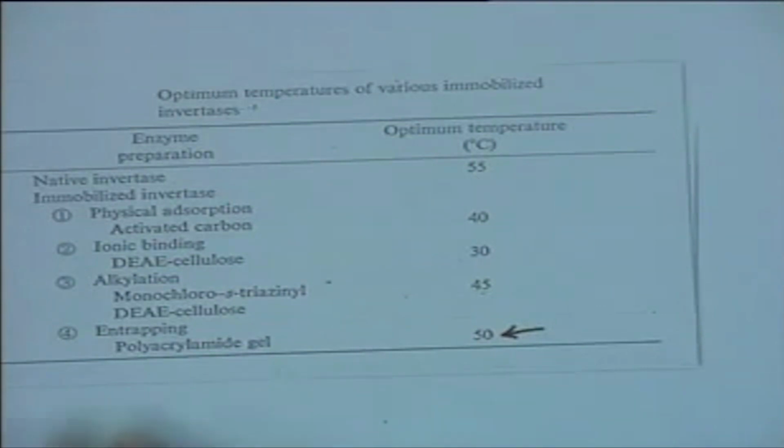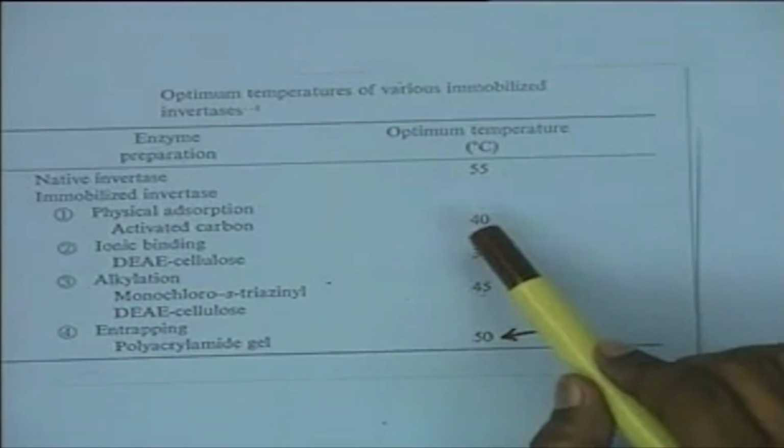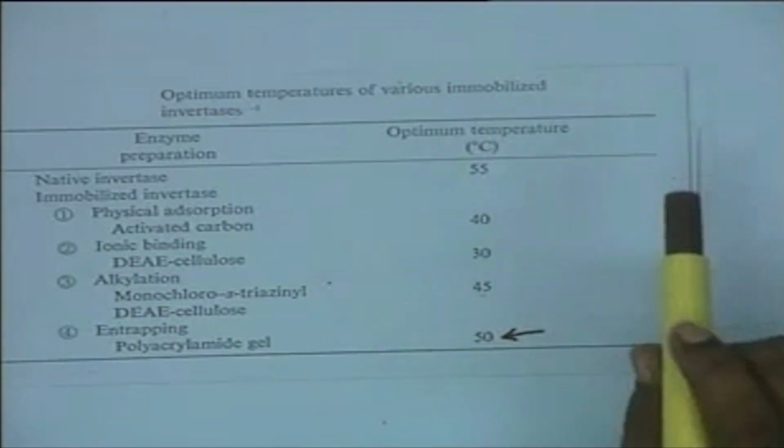Sir, for better stability, the thermal deactivation for the native one was taking place at 55 degrees, which was optimal. So for the other enzyme preparations, we should be able to increase the temperature. No, I am not talking here about stability, I am talking of the initial reaction rate as a function of temperature, not stability.